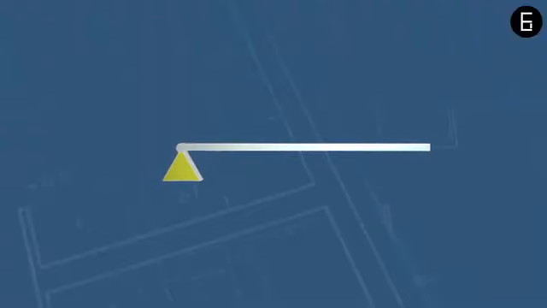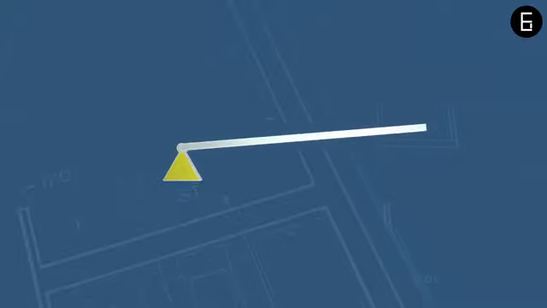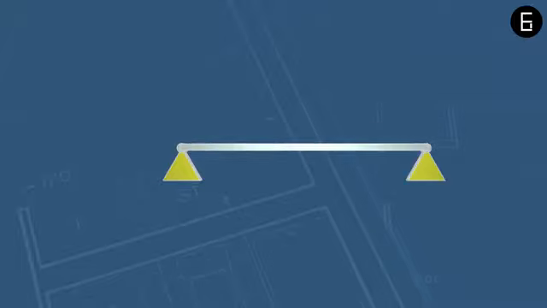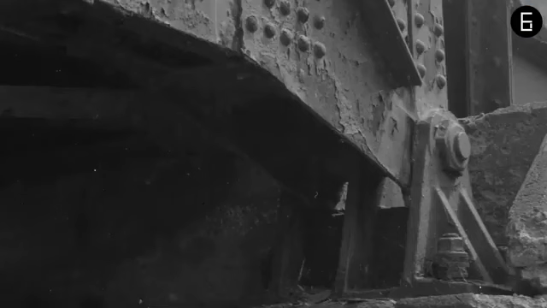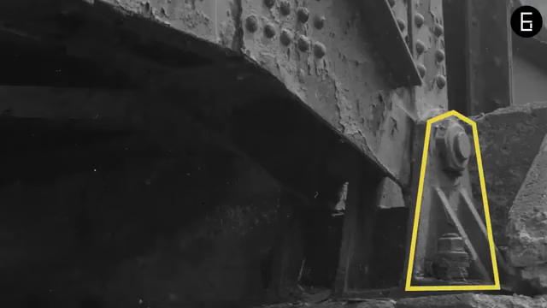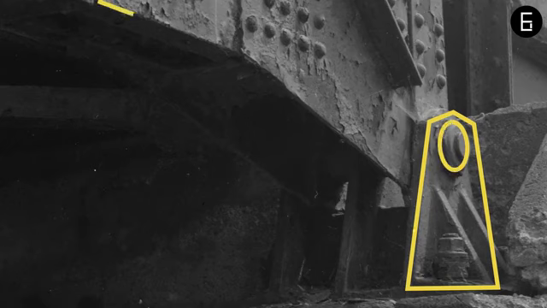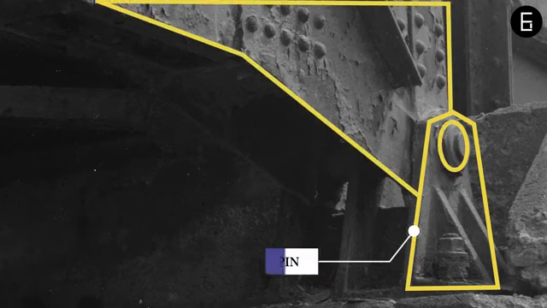A support with two unknowns is restrained in two directions. A pin support is free to rotate about its axis. It is restrained in the vertical and horizontal directions. Hence, vertical and horizontal reactions would develop at the pin support. A pin on the bridge can rotate at the connection, and it is restrained both horizontally and vertically.